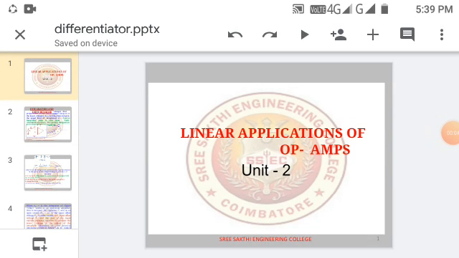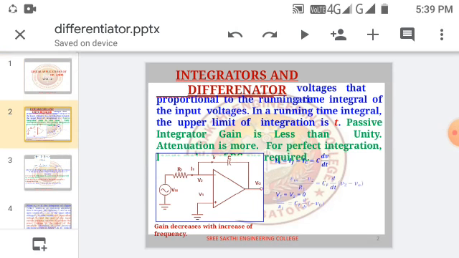Today we are going to see about linear applications of op amps in LIC, which comes under unit 2. Particularly, we are going to see in this session about integrator and differentiator. So what do you mean by an integrator and what do you mean by differentiator? First we will see about the integrator.